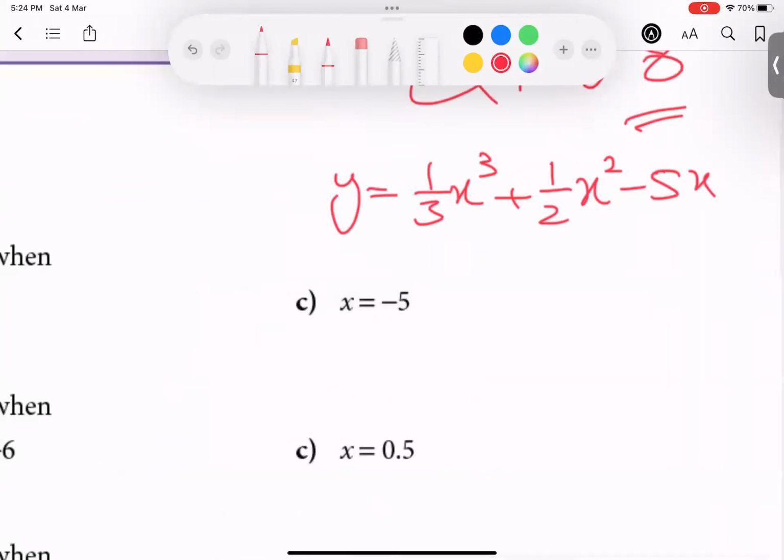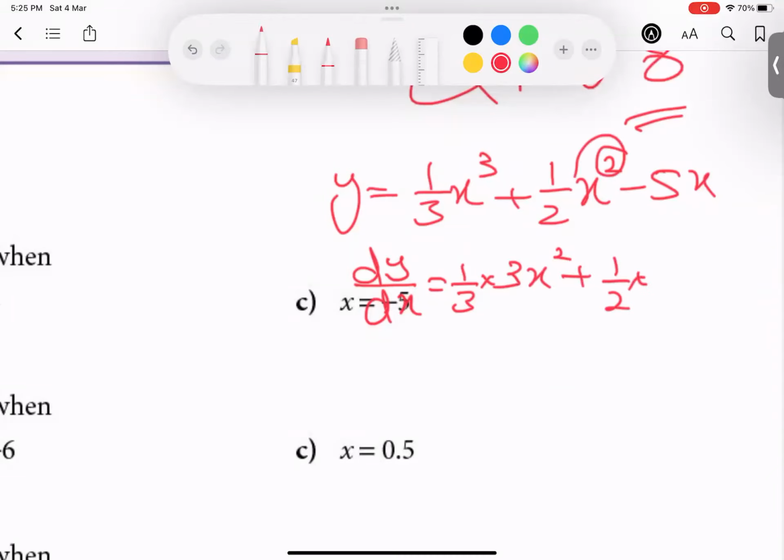First of all, I will differentiate, dy over dx. This 1 by 3 is already there. The power 3 comes down and the power becomes 1 less. 1 over 2 is already there. This power 2 comes down and the power becomes 1 less. And 5x, actually the power is 1, so 1 comes down, 1 times 5 is 5, and the power 1 less is 0. So 3 and 3 cancel out, 2 and 2 cancel out. I get x squared and I get x, and here 5 only.